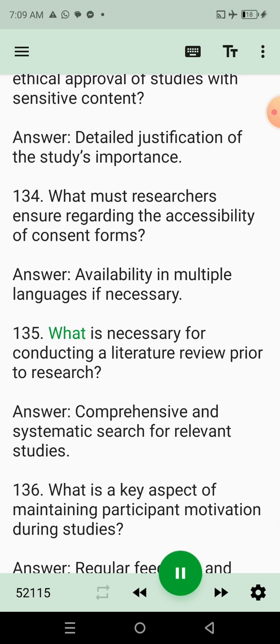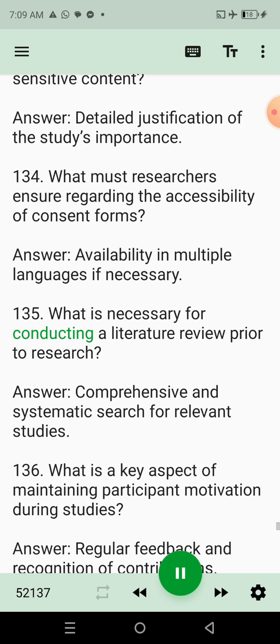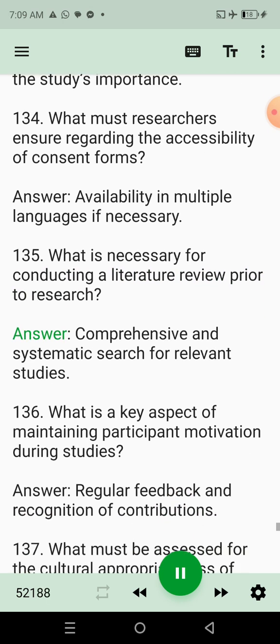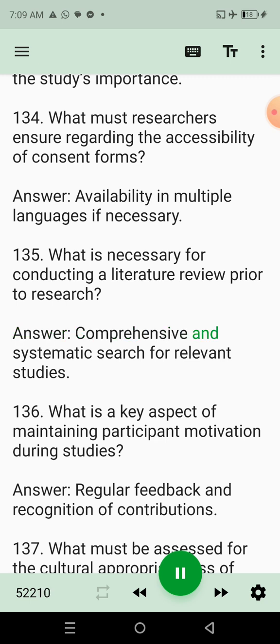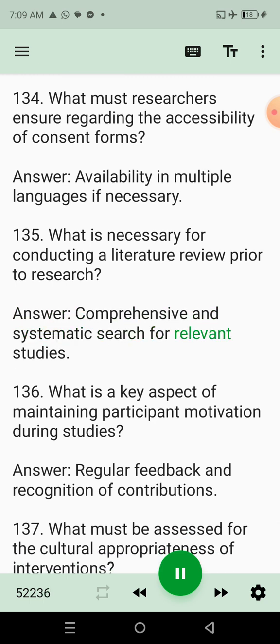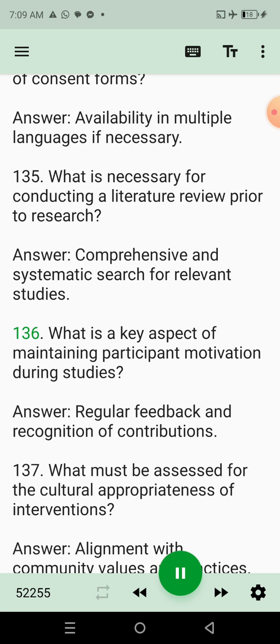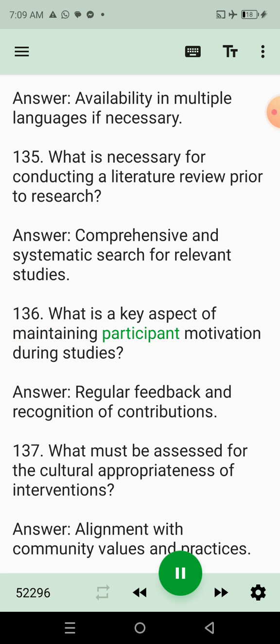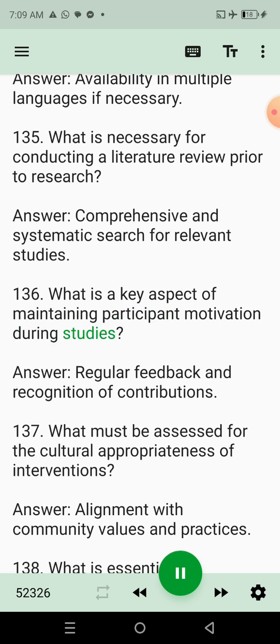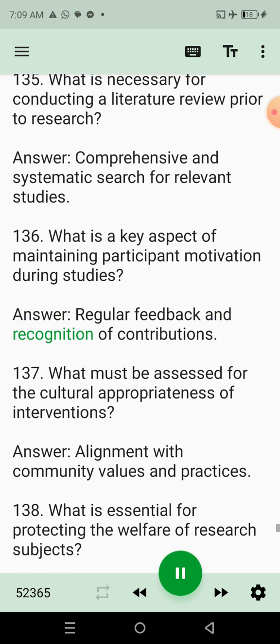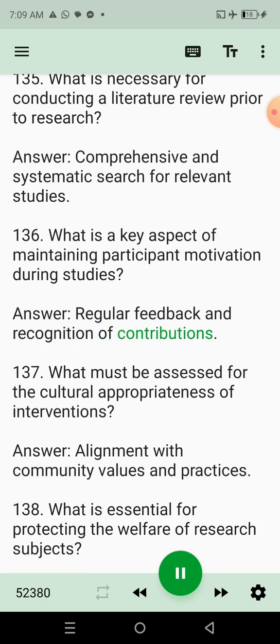135. What is necessary for conducting a literature review prior to research? Answer: Comprehensive and systematic search for relevant studies. 136. What is a key aspect of maintaining participant motivation during studies? Answer: Regular feedback and recognition of contributions.